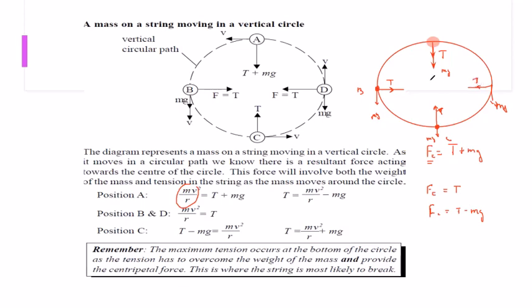So if I say I require a force of 30 Newton to move this object in a circular path, at which point should I apply a minimum tension and at which point a maximum tension? You have different points A, B, C, and D. Minimum at B and D, and I think maximum at C.